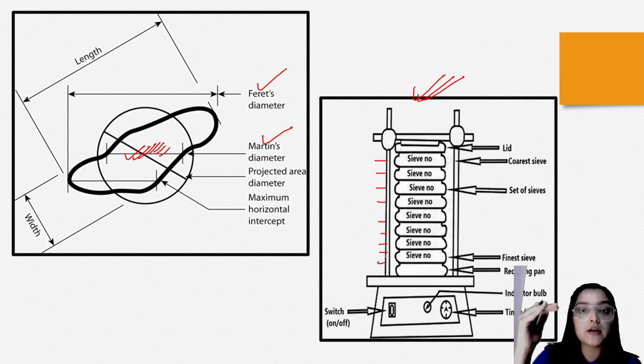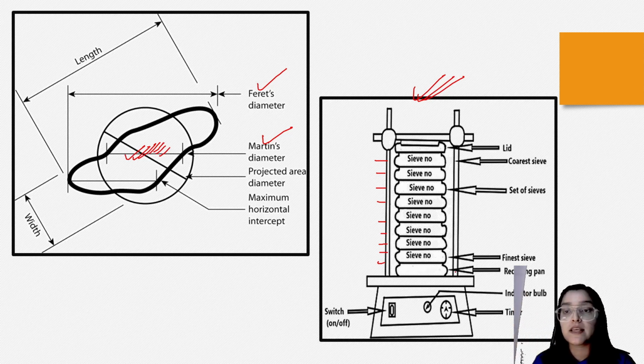Now you get the coarsest sieve above, and there is the set of sieves which go up to the finest level at the bottom, right? Above is the coarse sieve and below gets the finest. You get the finest size powders below and the coarse powders above.